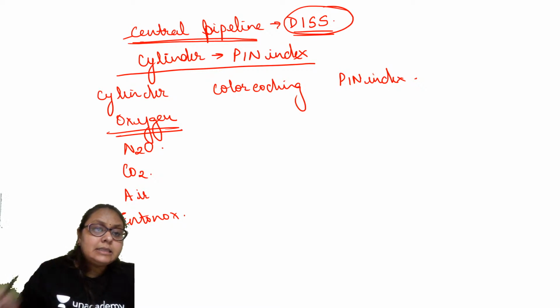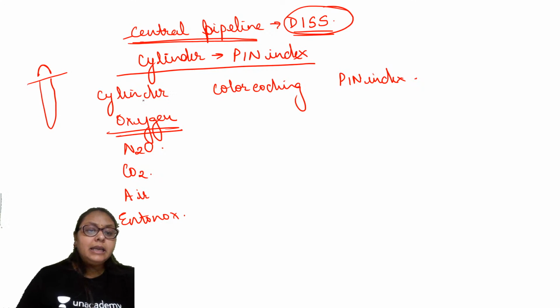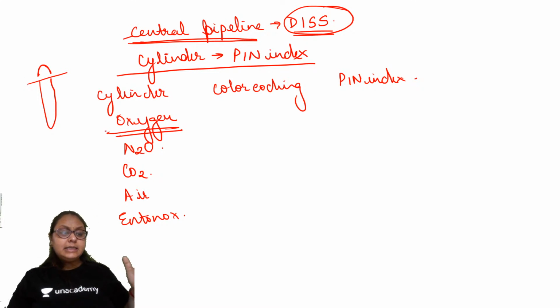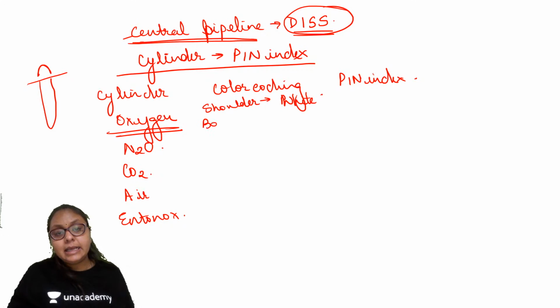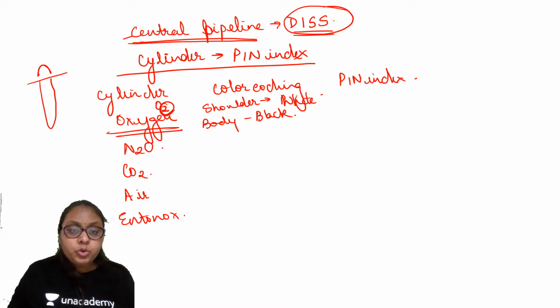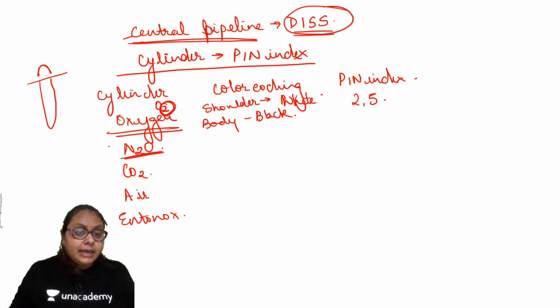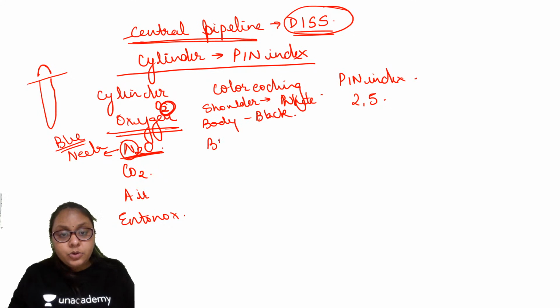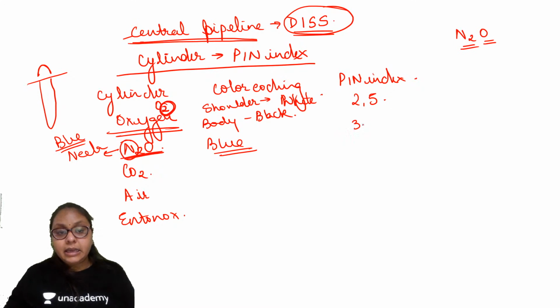Oxygen cylinder. Cylinders have a shoulder and a body. What is the color of the shoulder of the oxygen cylinder? How to remember it? Remember it from the word 'judge', and therefore the shoulder is white in color and the body is black in color. For oxygen, O2, what is the pin index? The pin index is 25. For nitrous oxide, N for Neela, so it is blue in color. And what is the pin index for this? Nitrous oxide, 2 plus 1, that is 35.